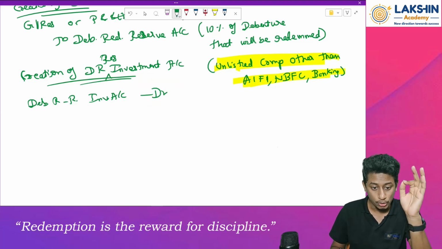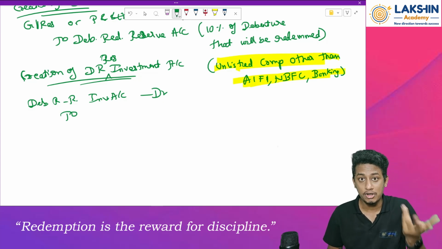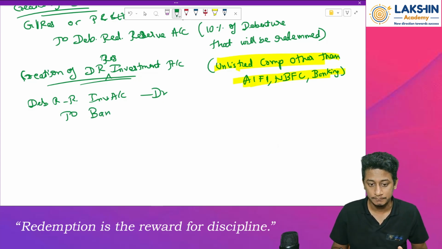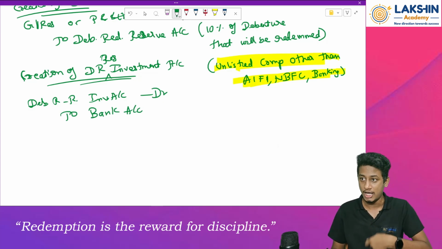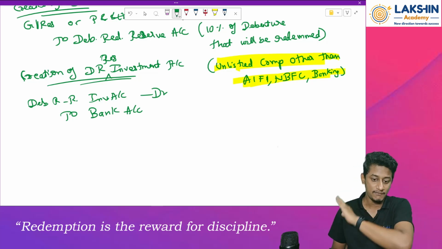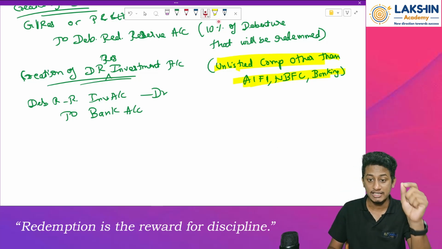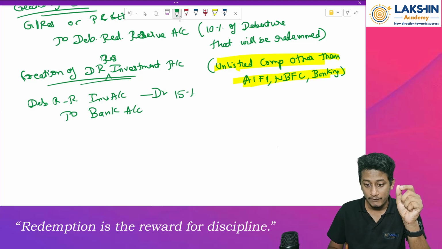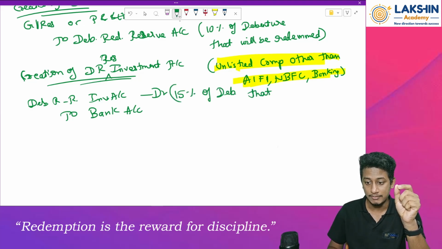Then how will you invest the amount? Through bank account. So bank account has been created, because bank goes out, asset reduces, we will credit the account. Clear? Okay. Now how much will this be? This will be 15% of debentures that will be redeemed in the future.